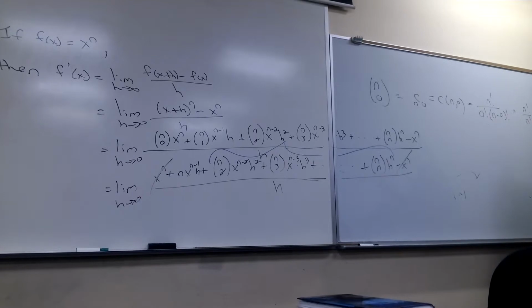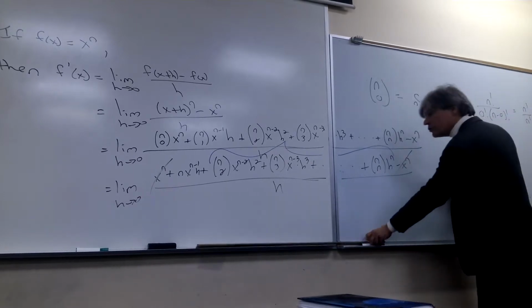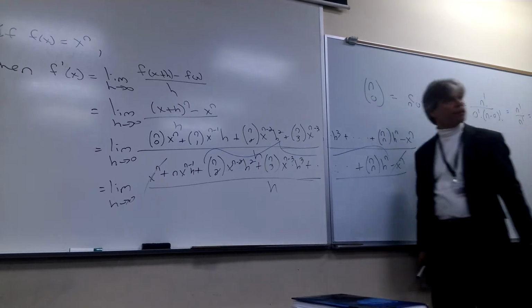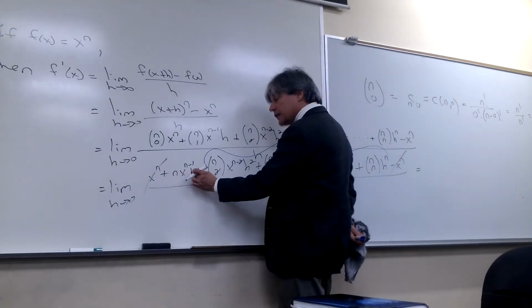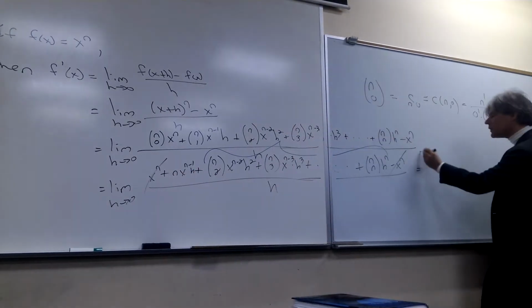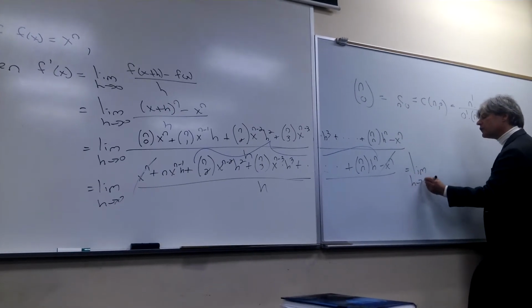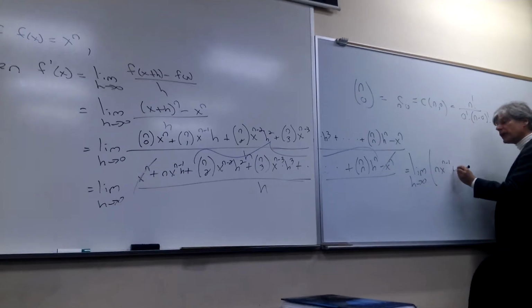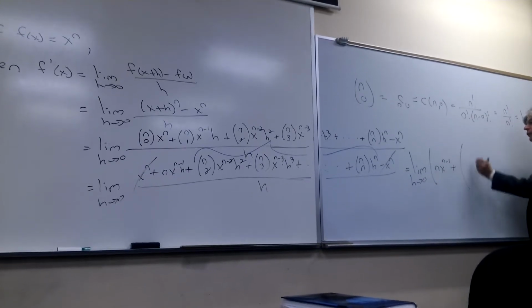And if you're in agreement with that, what I want you to do is factor an h out of everything you see upstairs and cancel the h downstairs. Now, from the first term I neglected, this h canceled that h, and I think I'm merely left with the limit as h goes to 0 of that very first term, which is n times x to the n minus 1, plus a bunch of other terms.